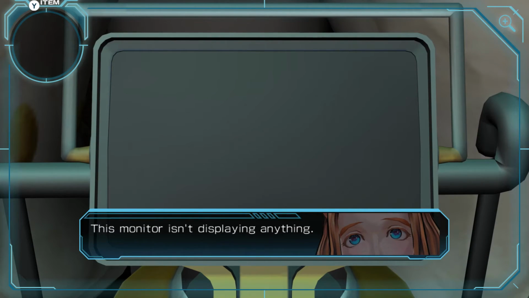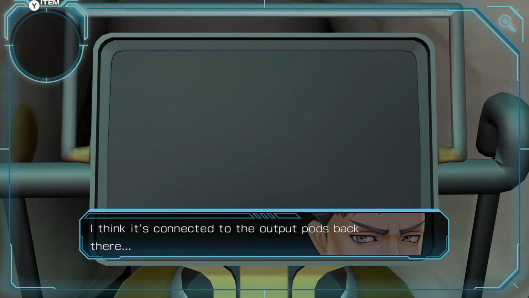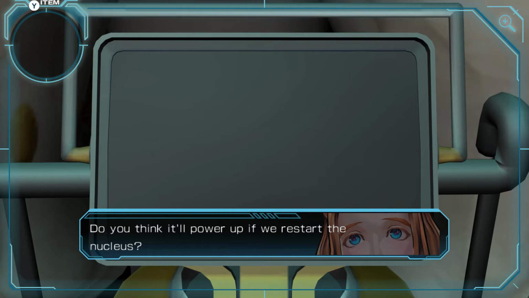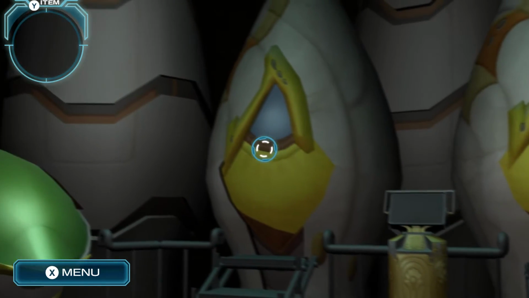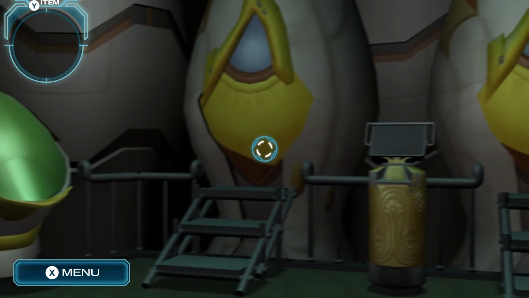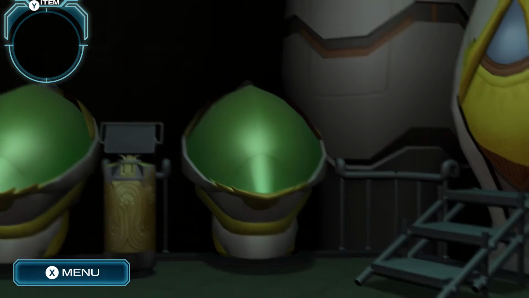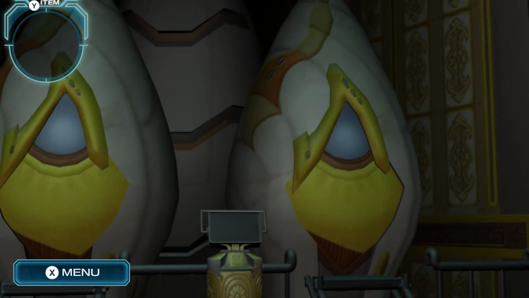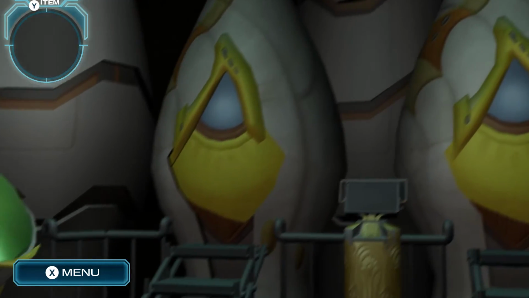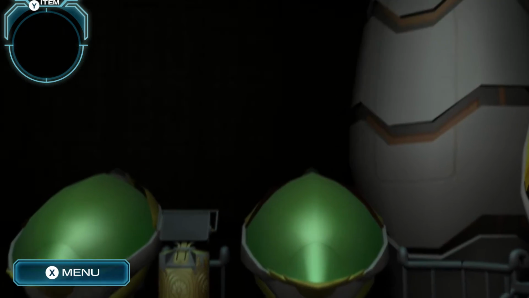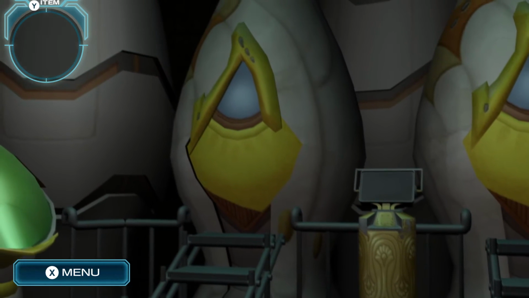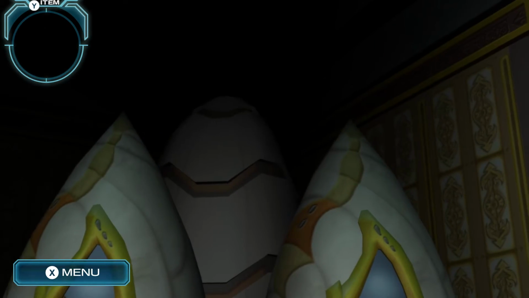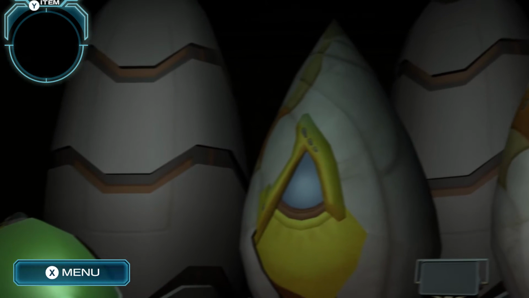The monitor isn't displaying anything. I think it's connected to the output pods back there. Do you think it'll power up if we restart the nucleus? I don't really see the purpose in having these right next to each other. I'm assuming you would want to take these to maybe the other side of the world or wherever you wanted to transport things. But they did say you could transport through space and time and histories and stuff, so maybe it all makes sense.